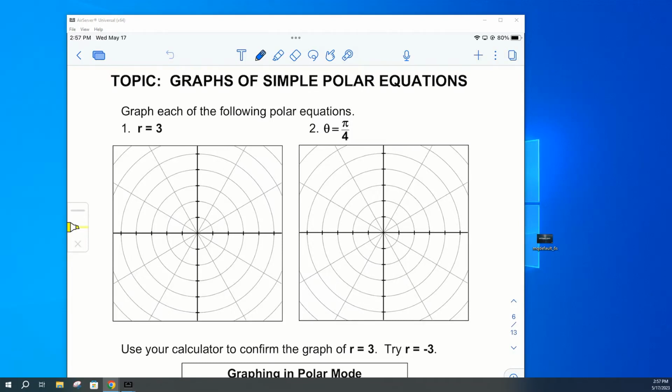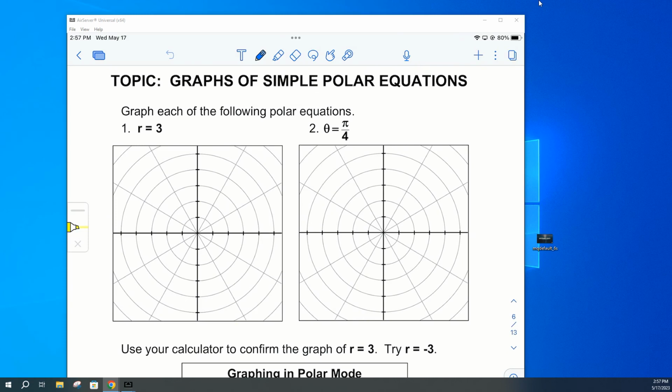Alright, guys, so today we're going to do some very simple polar graphs. And we're going to do it all without a calculator, so we're going to have to put our thinking shoes on and figure it out. So how would we graph r is equal to 3?